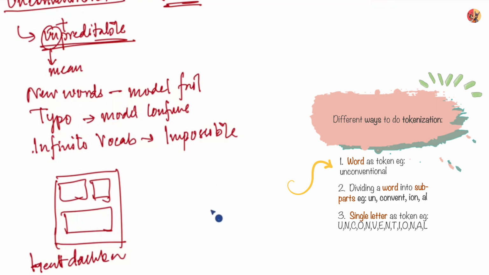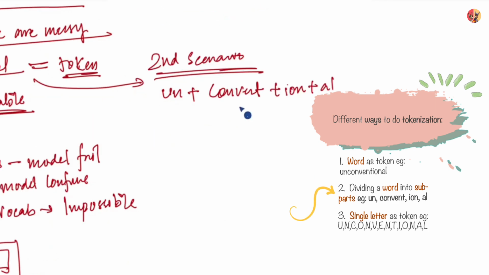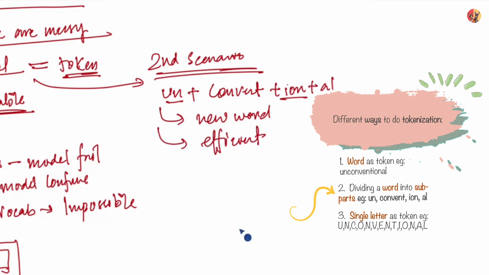What will happen if we take this into our second scenario? "Unconventional" is broken into 4 parts, which means now our model can handle new words, which means it understands "ion" as a concept, that "un" is usually treated as a prefix, and it's very efficient in its vocab. Some tokenization might divide in a different way, but efficient tokenization helps in balancing the model. All right.